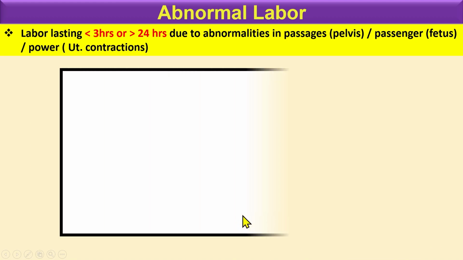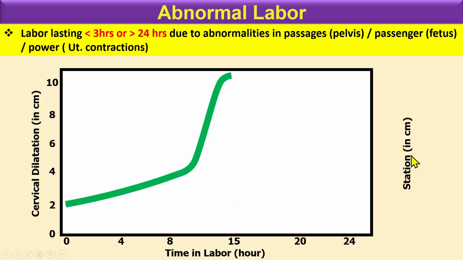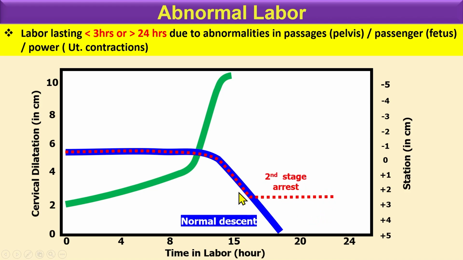Now look at the abnormal labor associated with the second stage, which is especially the descent of the fetus. Here is the situation: here is the cervical dilation, and on this side is the time. This is the normal curve of dilation. This shows the station, or the descent of the fetus. Now look at the abnormalities. So this is the second stage arrest. I mean there is no further descent of the fetus.